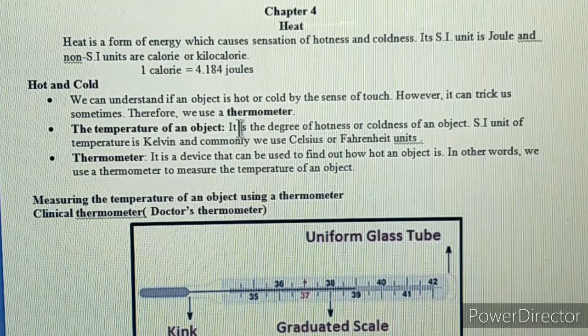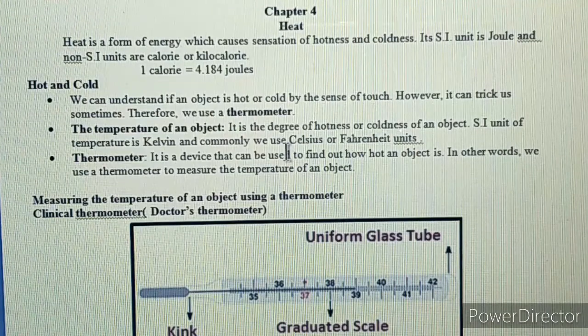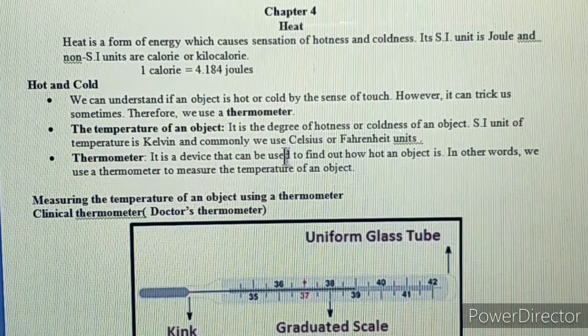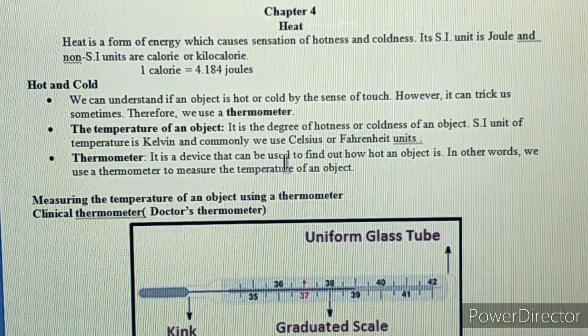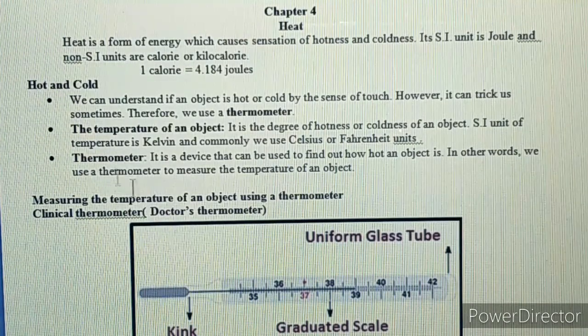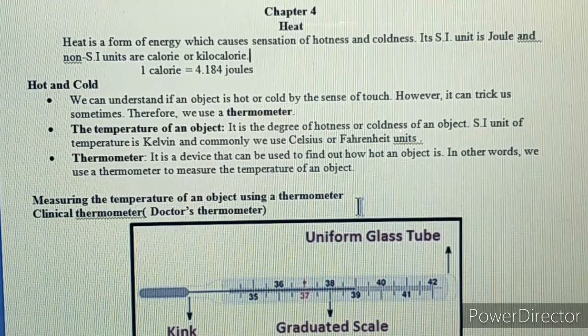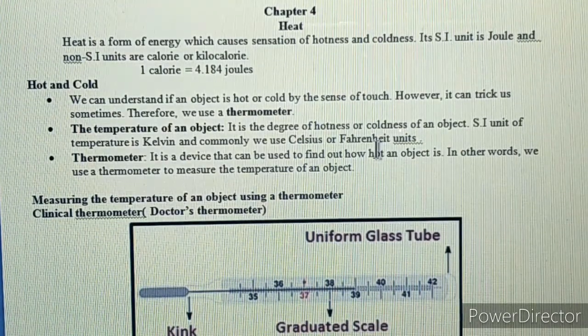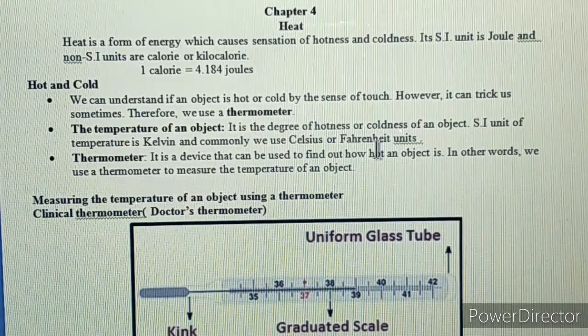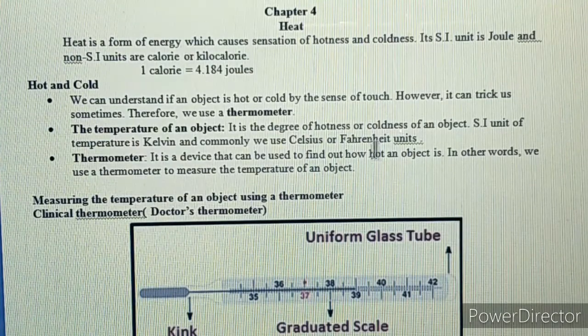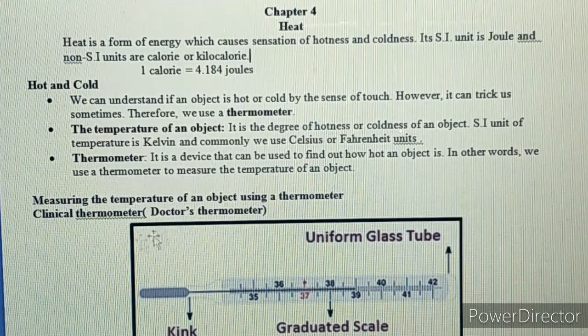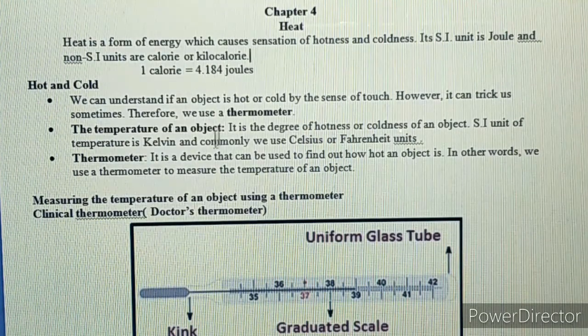How? Sometimes we take out cold water from the fridge, and ice also, and we touch both things, but we cannot find out which one is hotter. So to find out the relative difference in their temperature, we use what? An instrument called a thermometer. This thermometer is used to measure the temperature of an object.